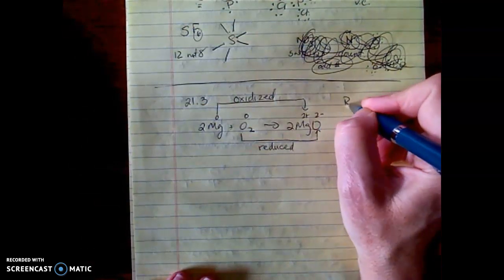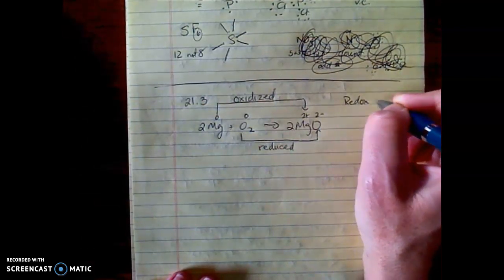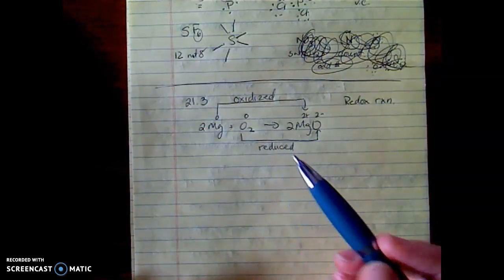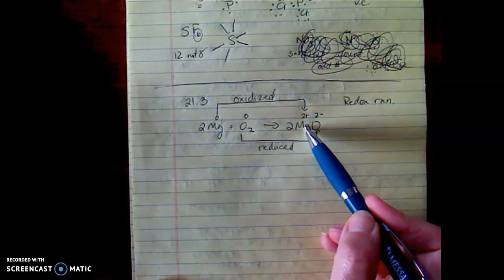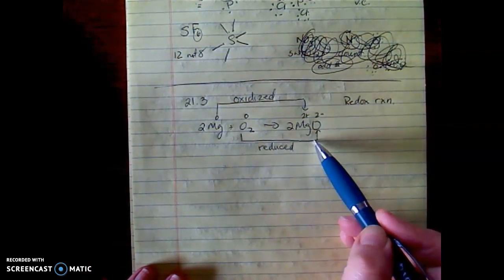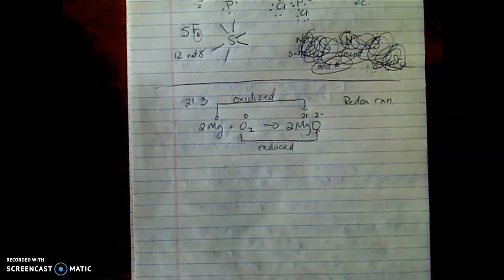Again, a short version of this is what we call a redox reaction, short for oxidation reduction reaction. One can't happen without the other. If you look at the magnesium, it's losing, so where do those electrons go? Something has to pick them up, and that's your oxygen. So that's an oxidation reduction reaction. Again, you can tell because you have one that's being oxidized and one that is being reduced.